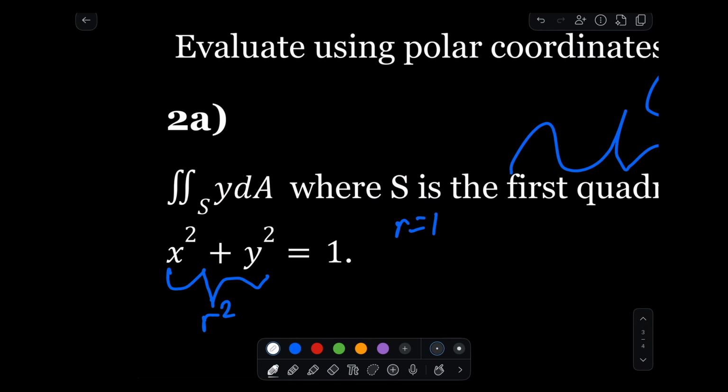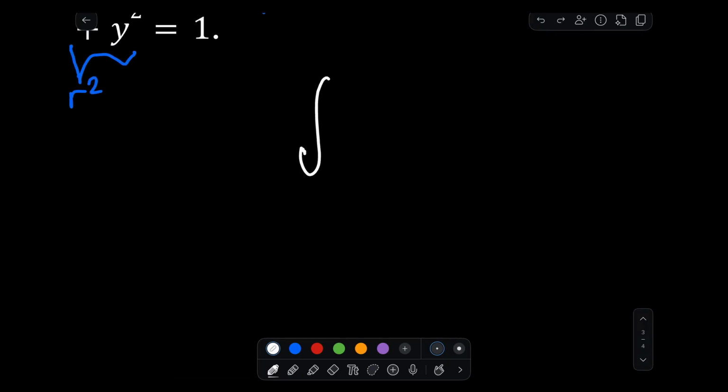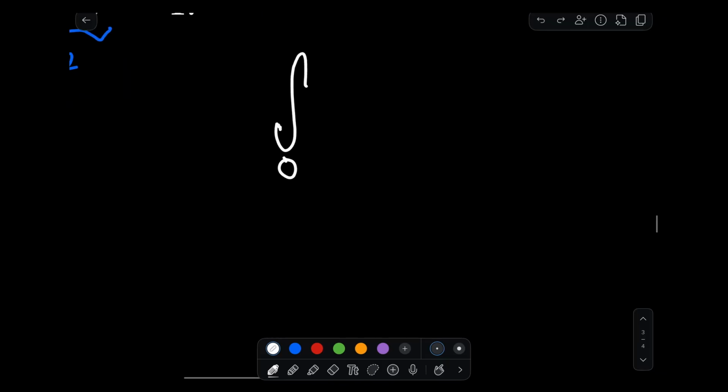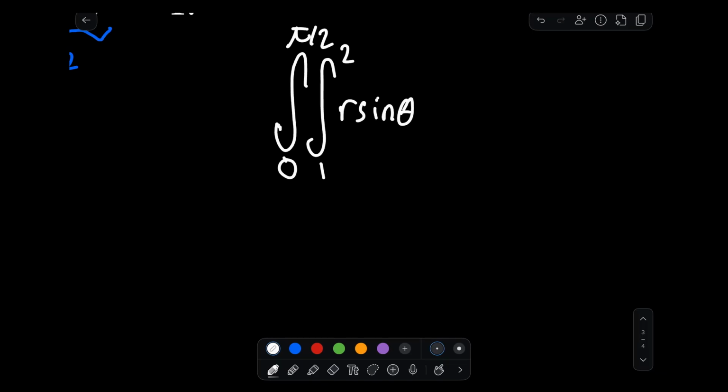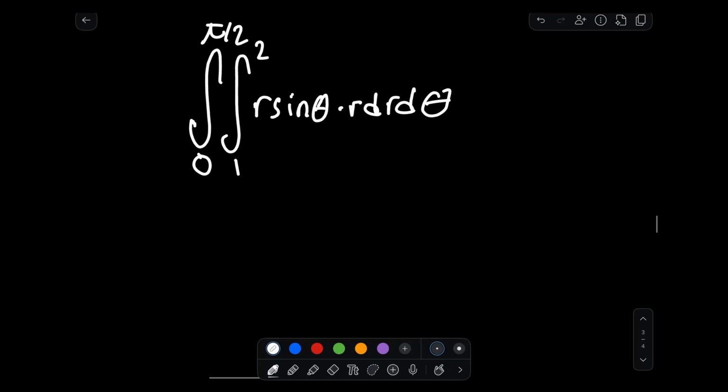But before we even do that, we have to convert this y right here to polar coordinates. And we know that y obviously is r sine theta, so we don't have to worry about that. But it's always good to double check ourselves. 0 to pi over 2, 1 to 2, r sine theta times our conversion factor r dr d theta, which again is equal to dA, which is equal to dy dx, right? I sound like a broken record, but this is really important to remember, your conversion factor.